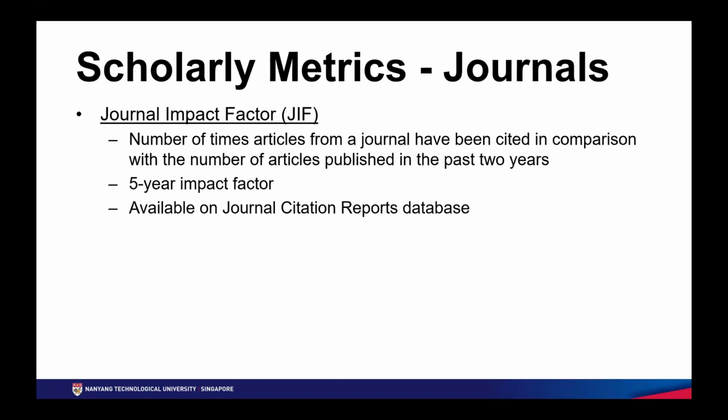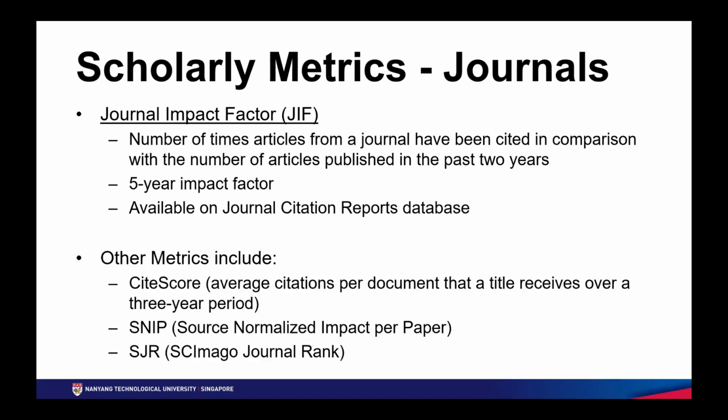There is also a 5-year impact factor for research fields that have a slower rate of research. You can view these impact factors for journals on a database called Journal Citation Reports, which can be accessed via the NTU Library website. You can explore this database to also find out which are the high impact journals for your particular field or research topic as well. Besides impact factor, there are other metrics that also measure a journal's impact.